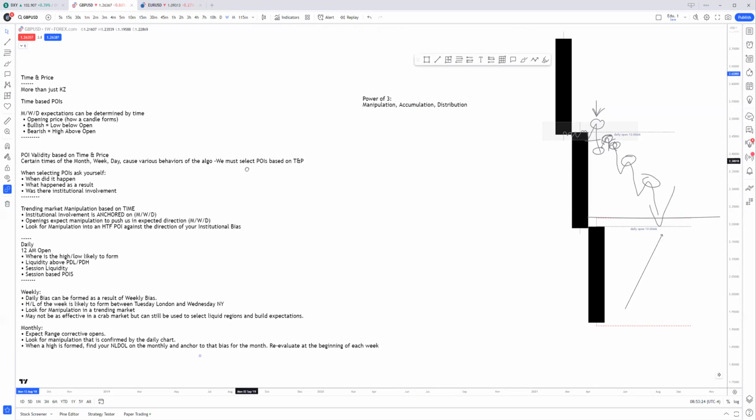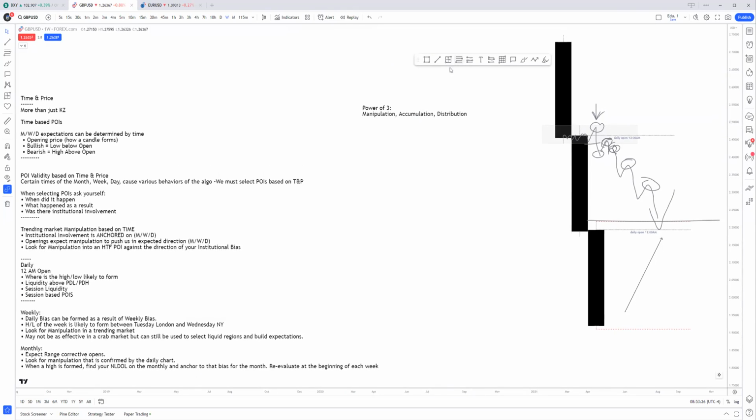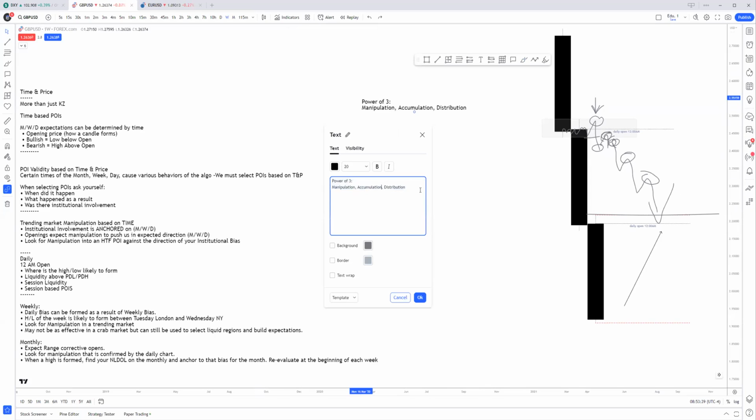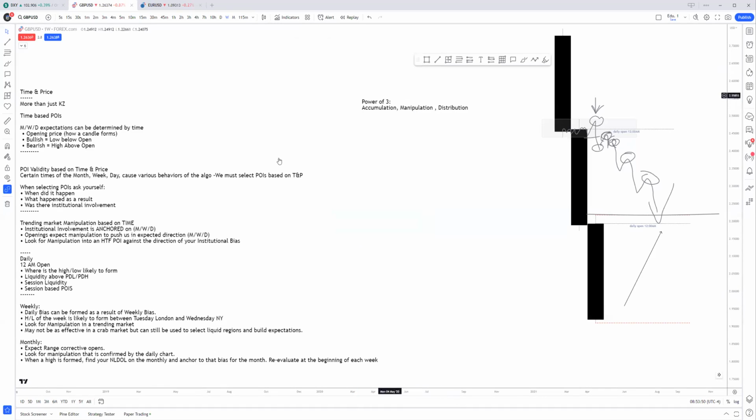Okay, so this is some of the good stuff here about why time and price is important. So we have power of three. Power of three just simply means accumulation, manipulation, distribution. Okay. So what does this mean?